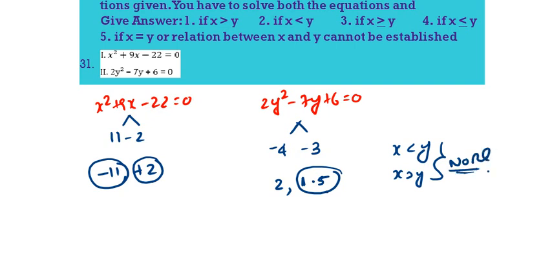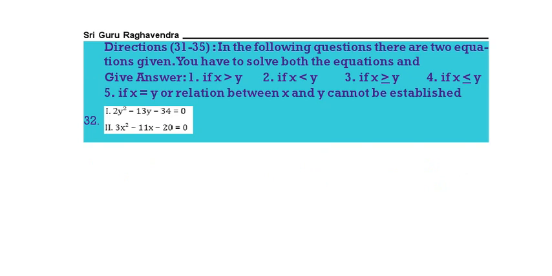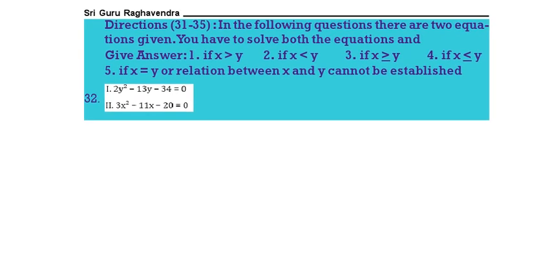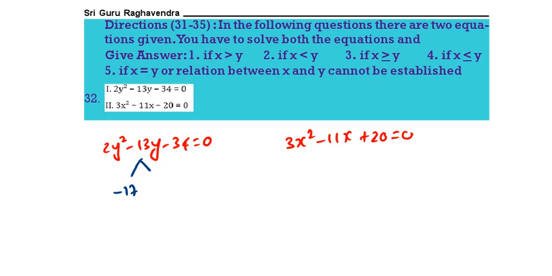See the next question, 32nd question: 2y square minus 13y minus 34 is equal to 0, and 3x square minus 11x plus 20 is equal to 0. Now for this, 2y square minus 13y minus 34, here we can take the factors as minus 17 and plus 4. The difference of 17 and 4 is 13 and the product is 68. Then our answer will be 17 by 2, that is 8.5, and minus 4 by 2, that is minus 2.